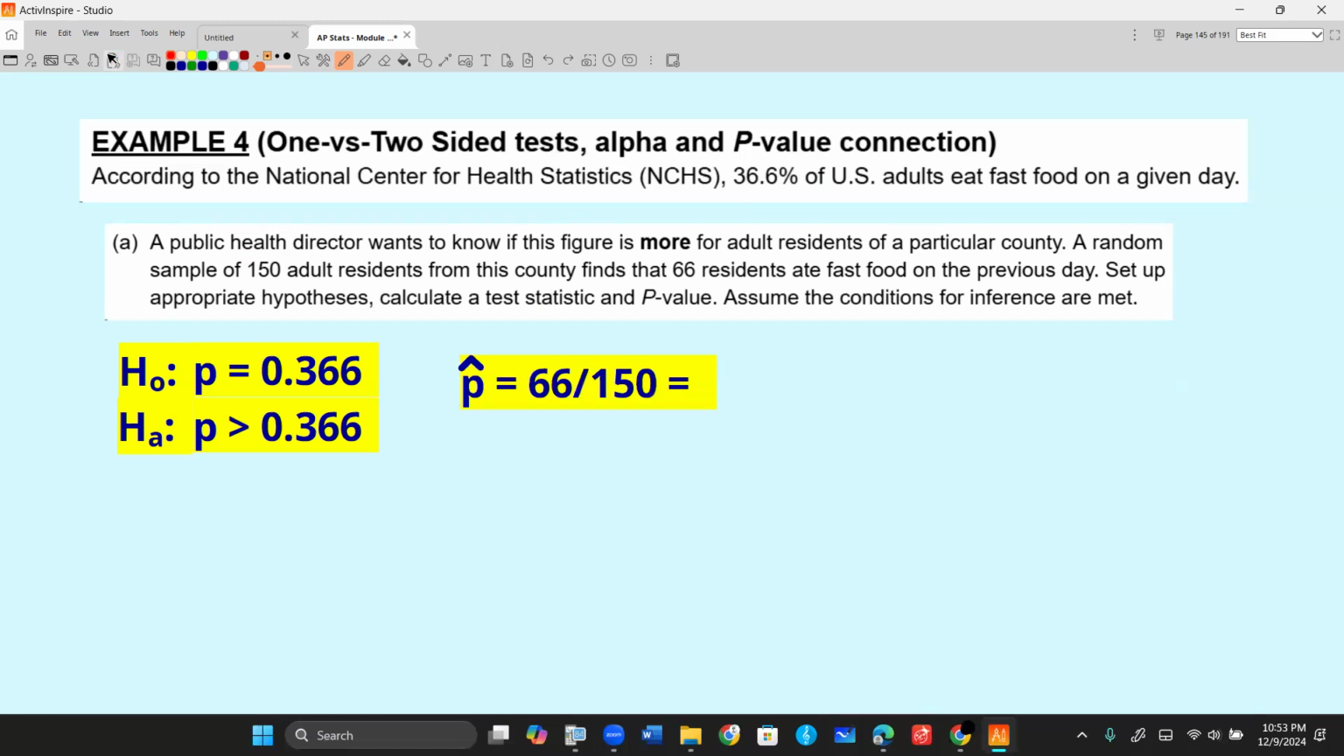To calculate our test statistic, we're going to need our sample proportion. So we have 66 out of 150. So we calculate that, we divide those out, and we're going to get our sample proportion, which is going to be 0.44.